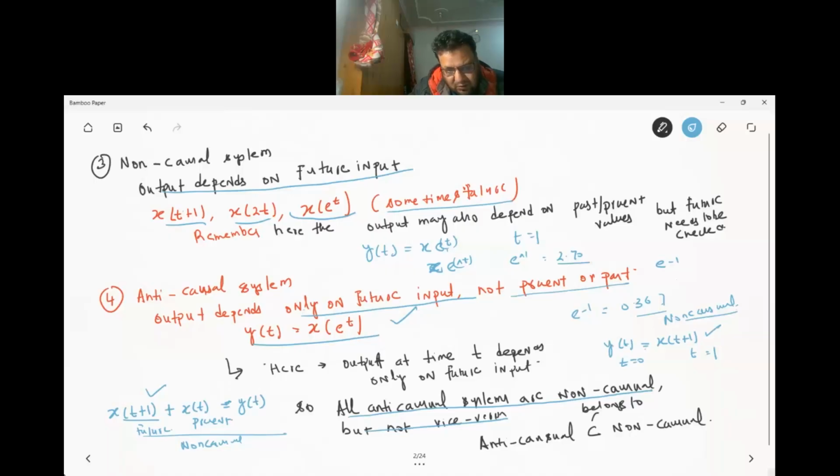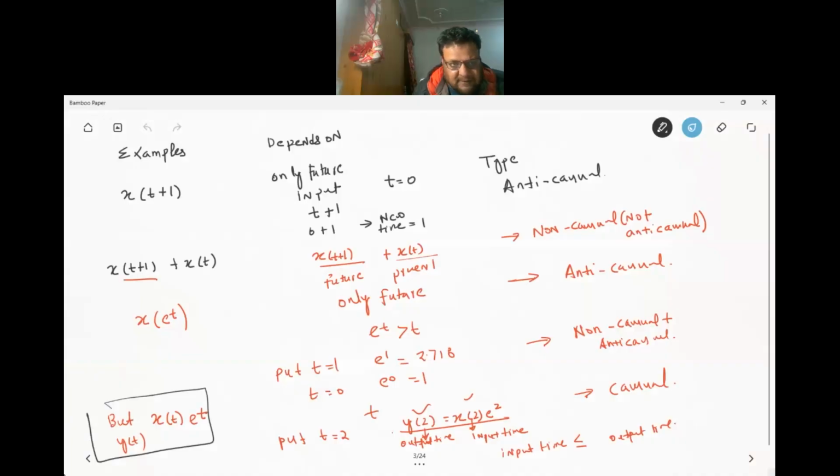All non-causal signals will not be equal to anti-causal, but anti-causal systems are a subset of this. Now, in the example I have given, x of t plus 1, this is anti-causal, but you can also call it non-causal. Suppose in the exam they specifically mention anti-causal, then you have to mark anti-causal. If they have given the option non-causal, then you will put non-causal.